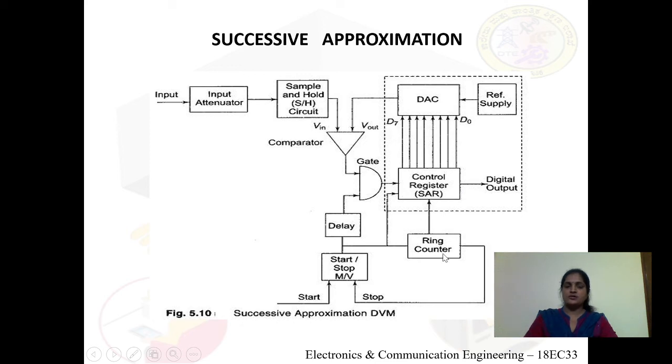So this ring counter will be advanced by 1 count, shifting that 1 from MSB to LSB for every iteration. And this process continues until all the bits in the SAR, that is from D7 to D0, from the MSB bit to the LSB bit, are tested.